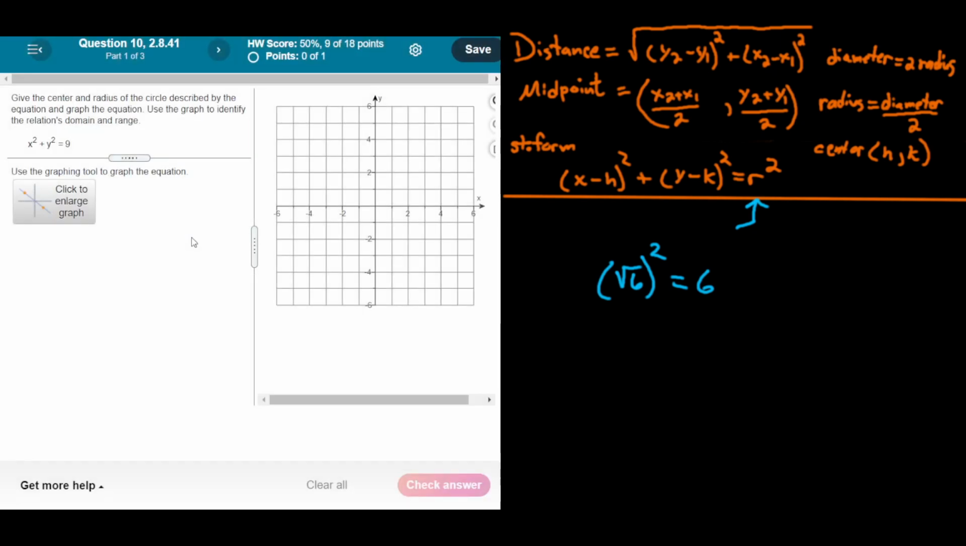All right, next. Okay, give the center and radius of the circle. Okay, so now we're going in reverse. Now we actually have the equation. And now we're going to go ahead and work backwards.